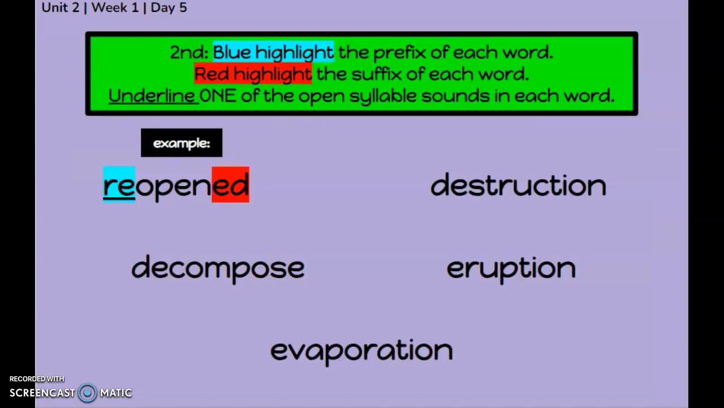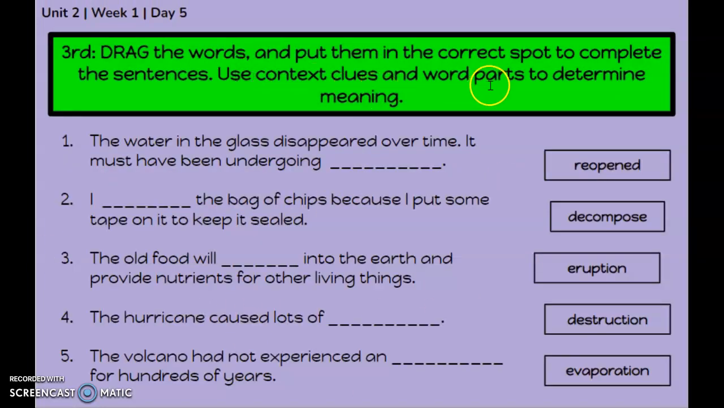So when you do your independent work time, you are going to make sure that you blue highlight the prefix of each word, red highlight the suffix of each word, and underline one of the open syllable sounds in each word. I'm noticing many of you are forgetting to do this step, underlining part of the word. So in my example, re is the prefix, ed is the suffix, and re is an open syllable sound. See if you can do that for the rest of these. Then you are going to drag the words and put them in the correct spot to complete the sentences. Use context clues and word parts to determine meaning.